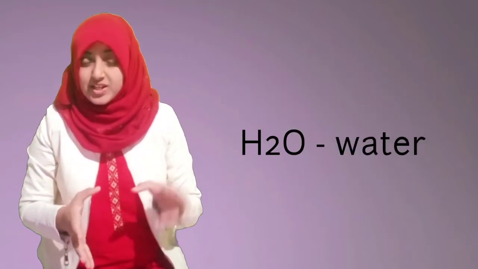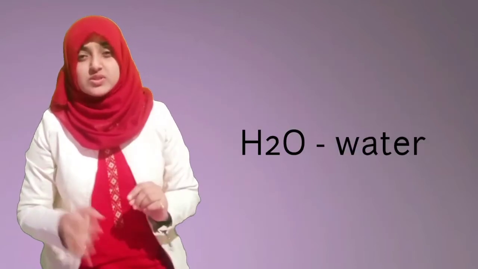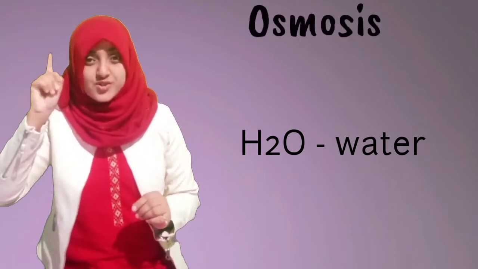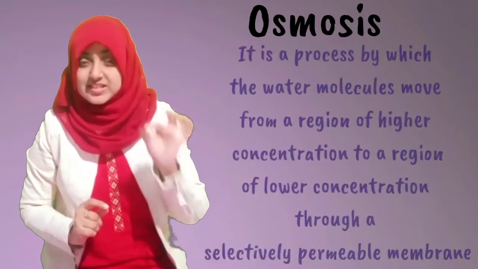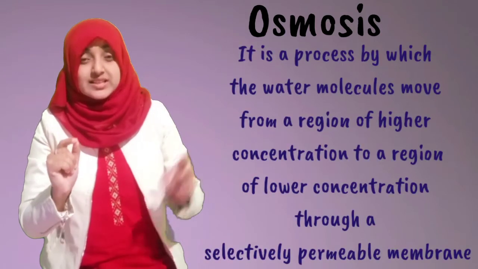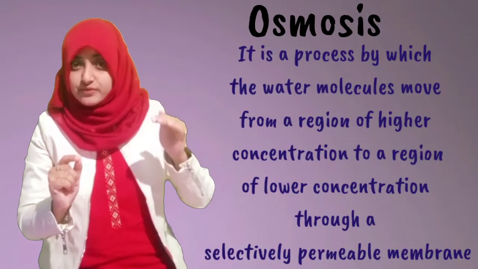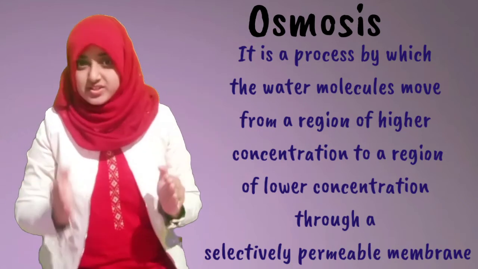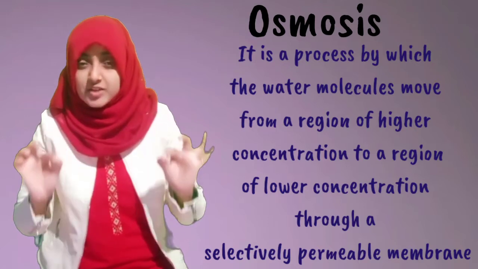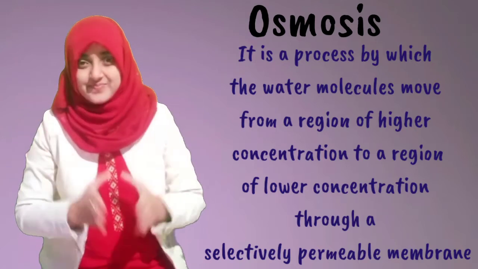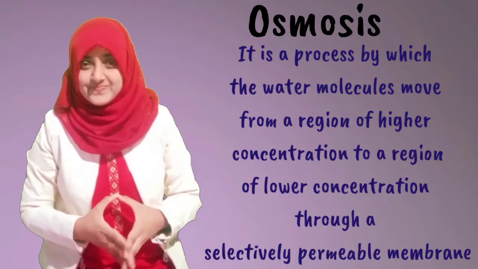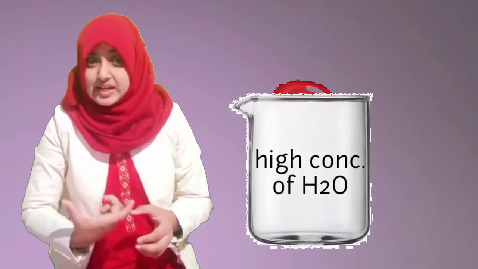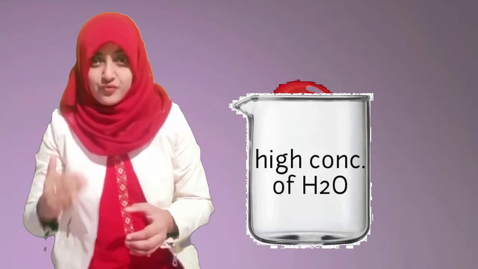The water movement across the cell also follows the same principle, but the process is named osmosis. So osmosis is a process by which the water molecules move from a region of higher concentration to a region of lower concentration through a selectively permeable membrane. You get that? Now suppose I place the cell in a medium which is having high concentration of water.